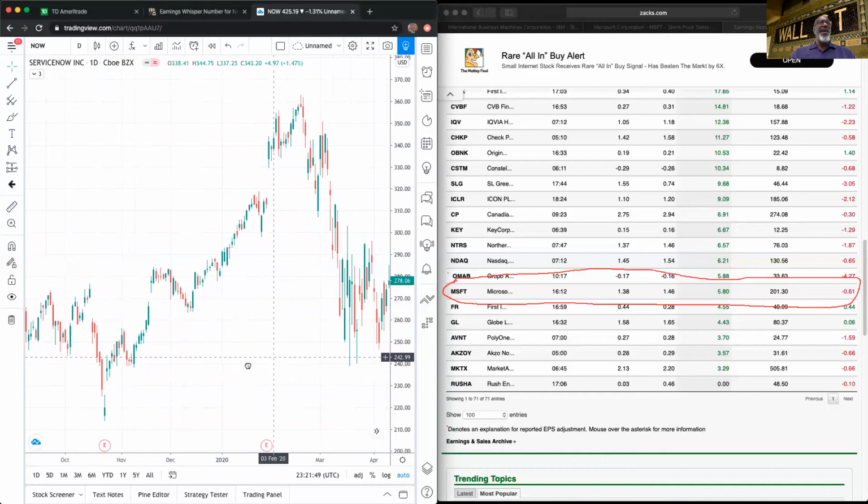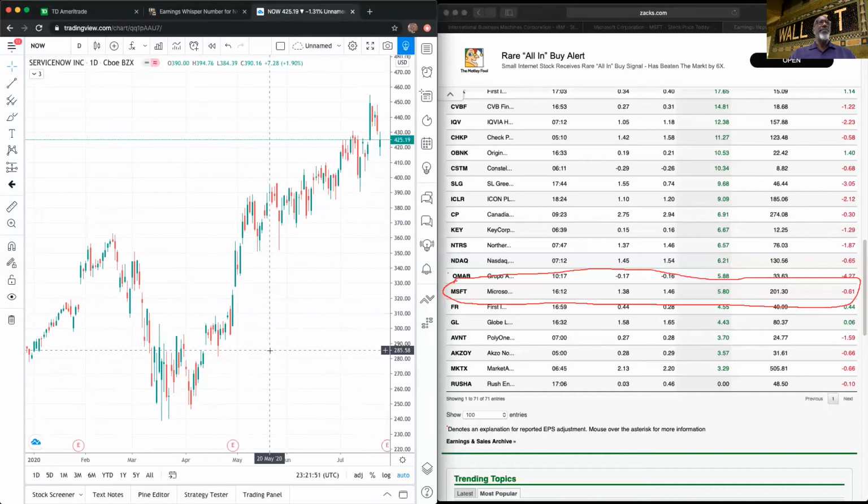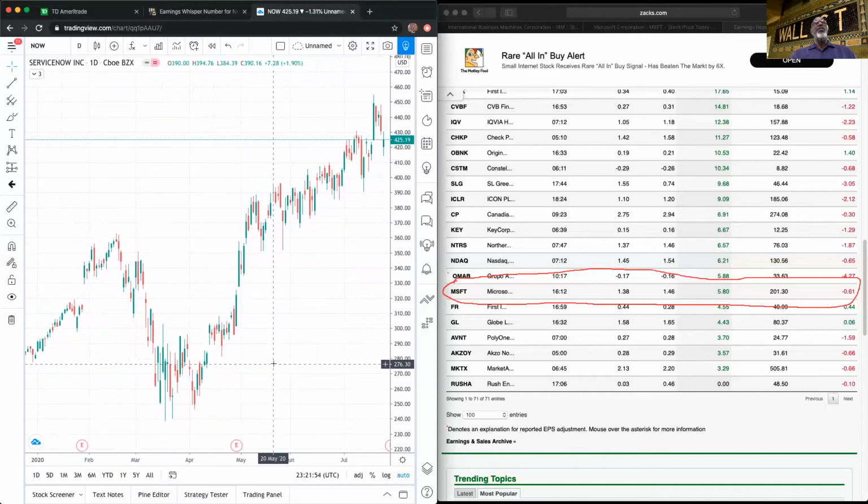So the question now is, are these earnings going to be good or bad? The one thing that we've seen so far is that when these earnings do come out, they're not staying. So we're going to have to watch how this trades over the next couple of days. The symbol is NOW.